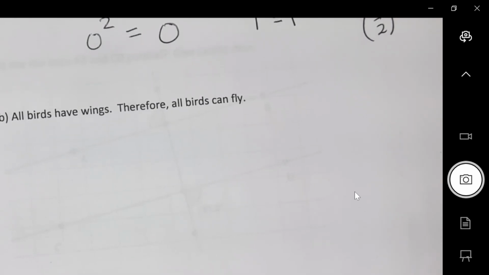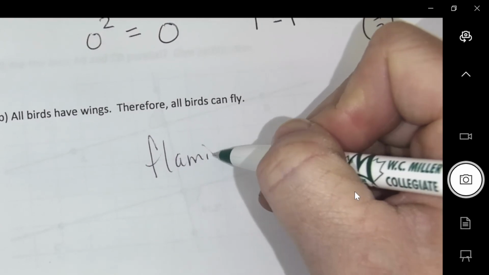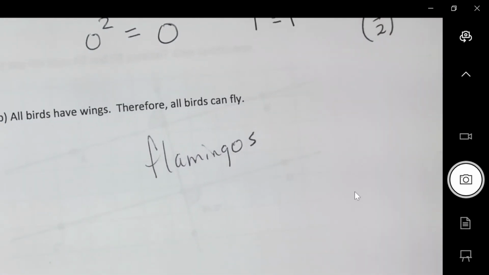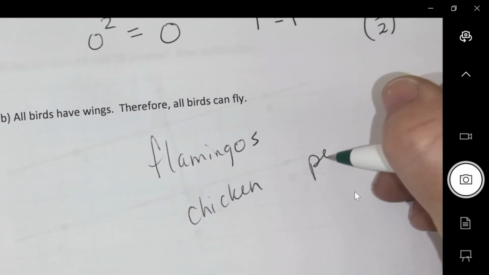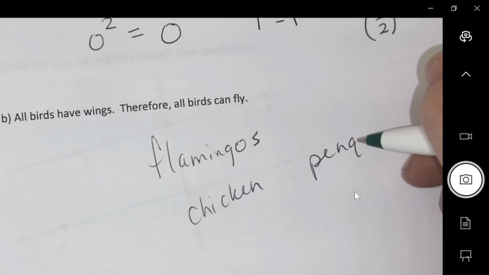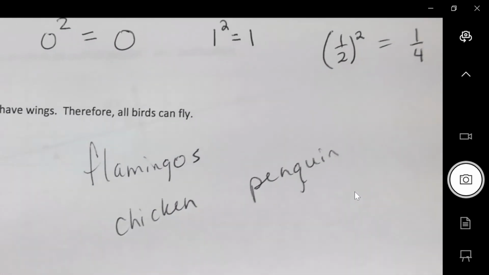Okay, all birds have wings, therefore all birds can fly. Is there anything you can think of that disproves that? Is there a counterexample? Flamingos. I think there's a few birds. Penguins, chicken, ostrich, yep. A few examples. Okay, so that is logic.